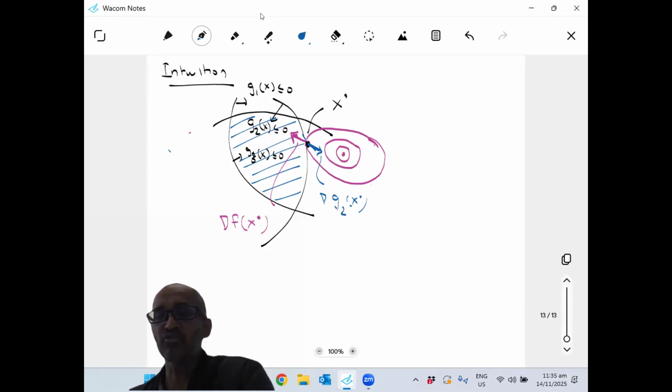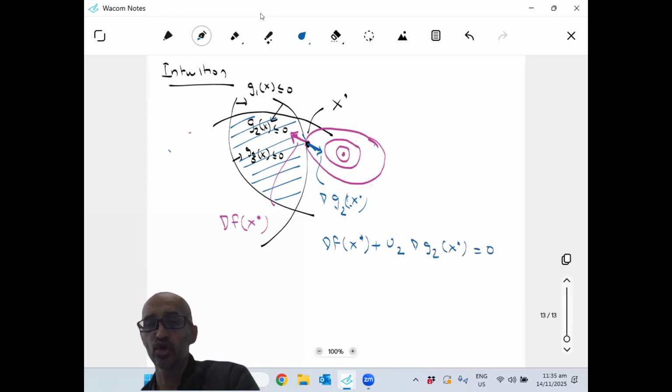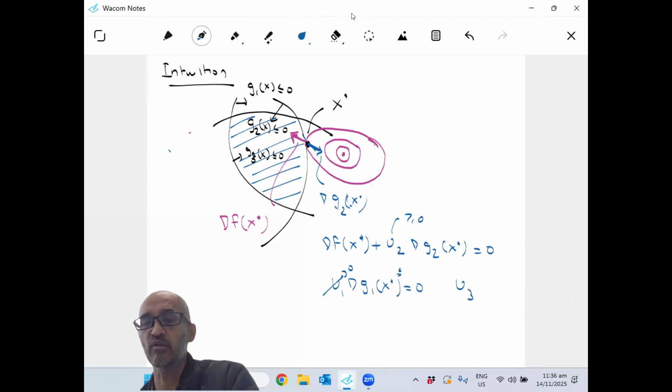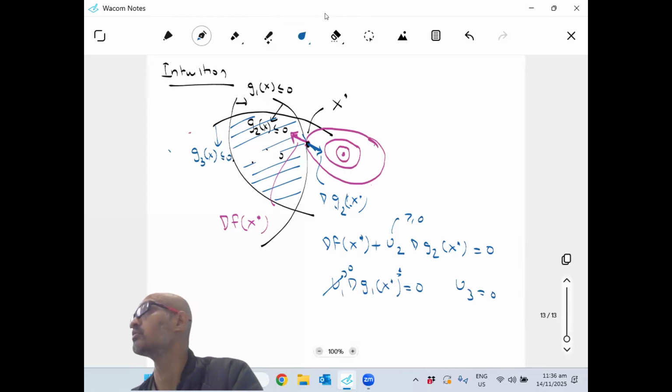So what is my condition? My condition is del f of x star plus u2 del g2 of x star has to be equal to 0, where u2 is the dual variable, which is non-negative. The condition says u1 times g1 of x star is equal to 0, but g1 is not tight at this point, so u1 is actually 0 in this example. Likewise, u3 will be 0. Sorry, I wrote g1 two times; this is g1 and this is g3. So u1 and u3 have to be 0 because these constraints are not active at that point.